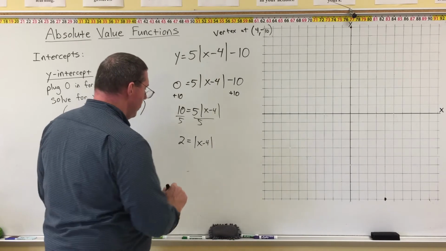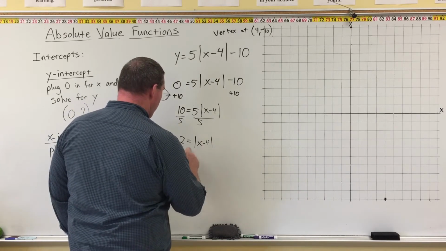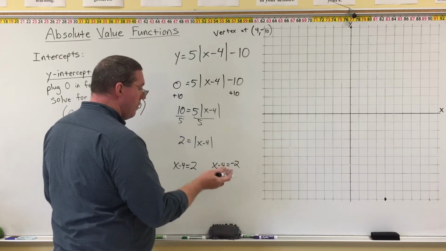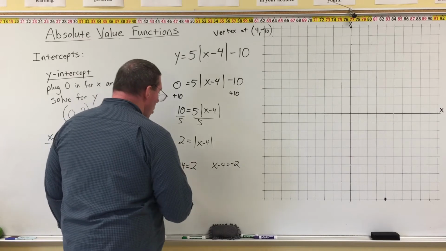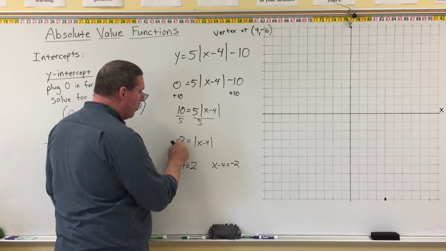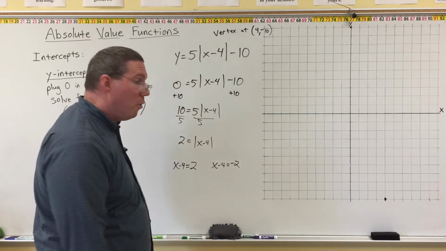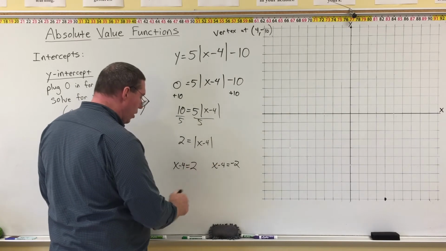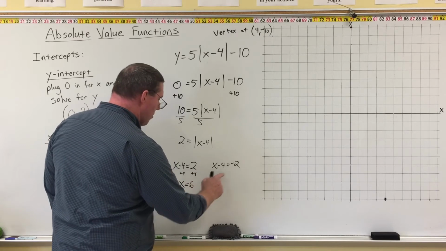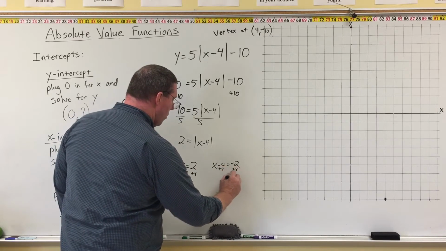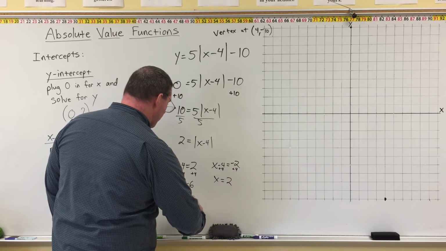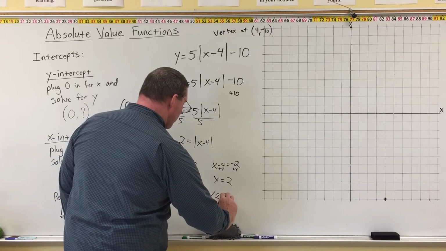Now we can split this up. Now we can say that x minus 4 is equal to 2, and then we can say x minus 4 is equal to negative 2, and then just do two solutions. Remember, we could only do this because this absolute value is equal to a positive value. If this was a negative value, we'd have to say no x-intercepts. But this is a positive value, so we're good to go. We're going to add 4 to both sides, and we get x is equal to 6. Add 4, and we get x is equal to 2, and therefore our x-intercepts are 6, 0, and 2, 0.